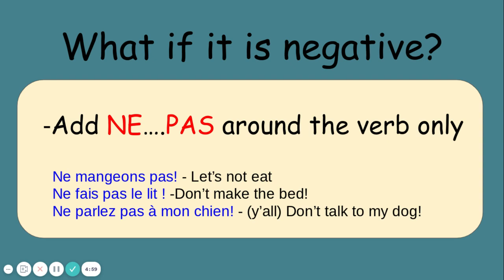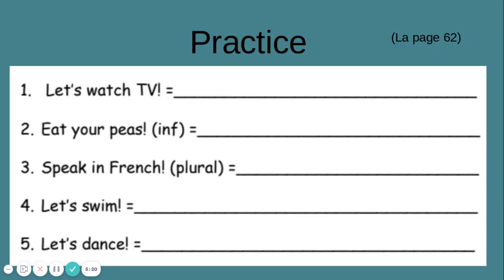Ne fais pas le lit. Don't make the bed. Ne parlez pas à mon chien. Y'all, don't talk to my dog. So, remember the vous, plural to the plural people, or it could have been formal. Probably be talking about, you guys, do not talk to my dog. He's focusing on something. Okay, so let's do the practice on page 62.